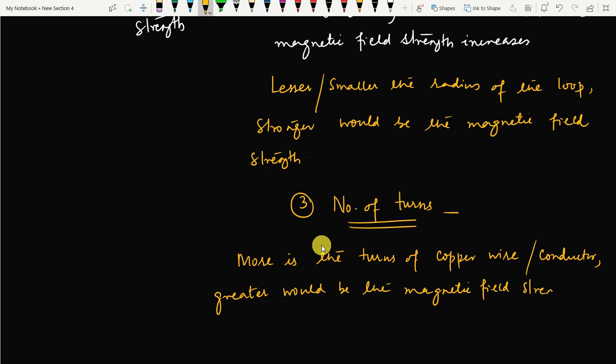Okay, so this is all about the circular wire carrying current. In our next lecture, we would be talking about another arrangement which we call solenoid.